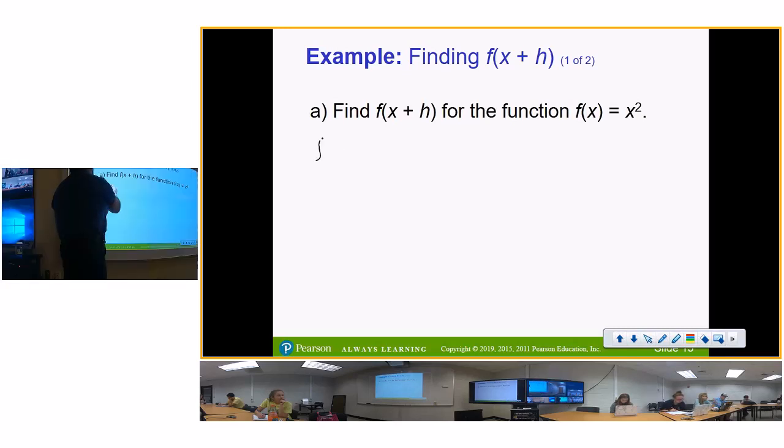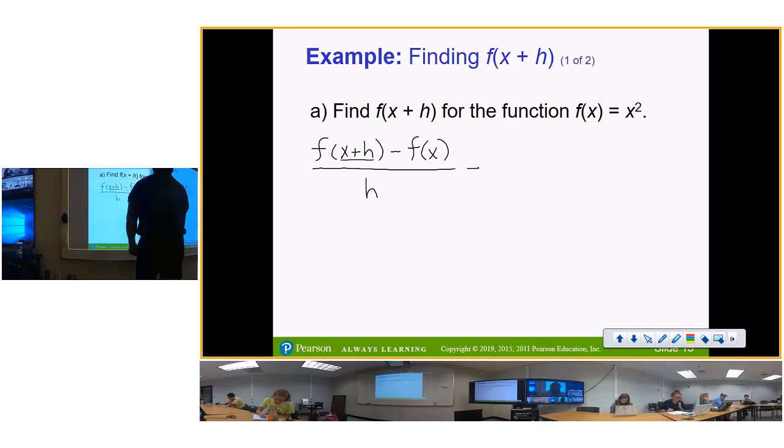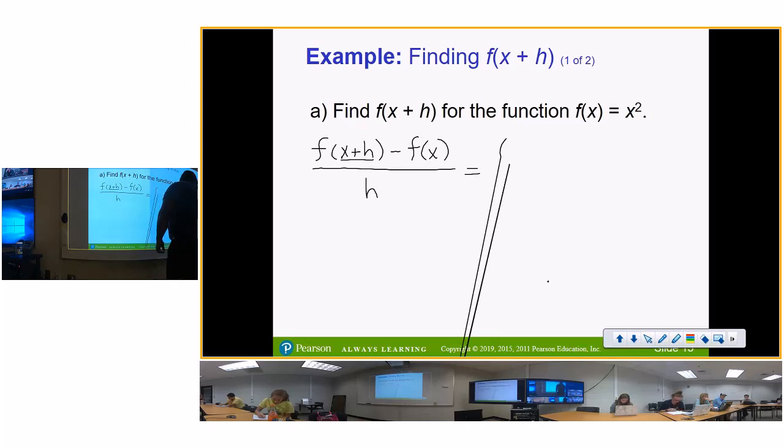f of x plus h minus f of x, over h. Now what does this mean? Wherever there's an x, I'm going to plug in what? A big set of parentheses.